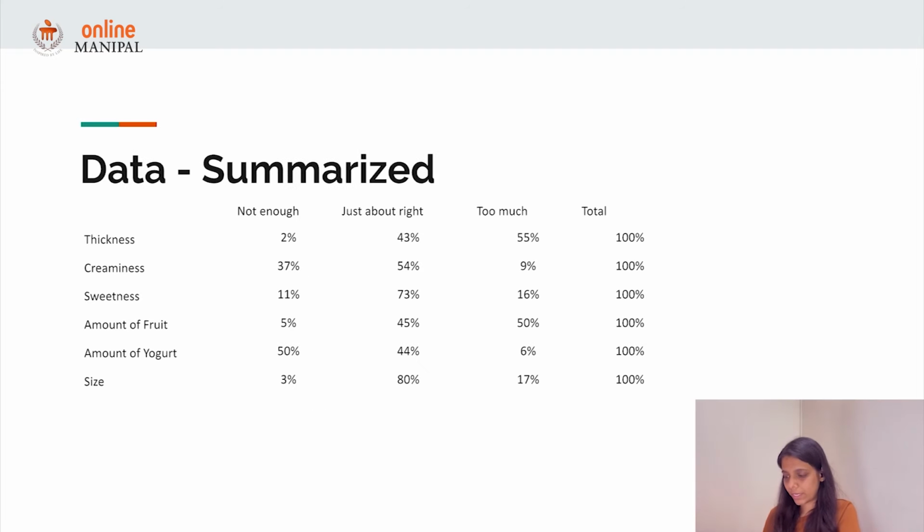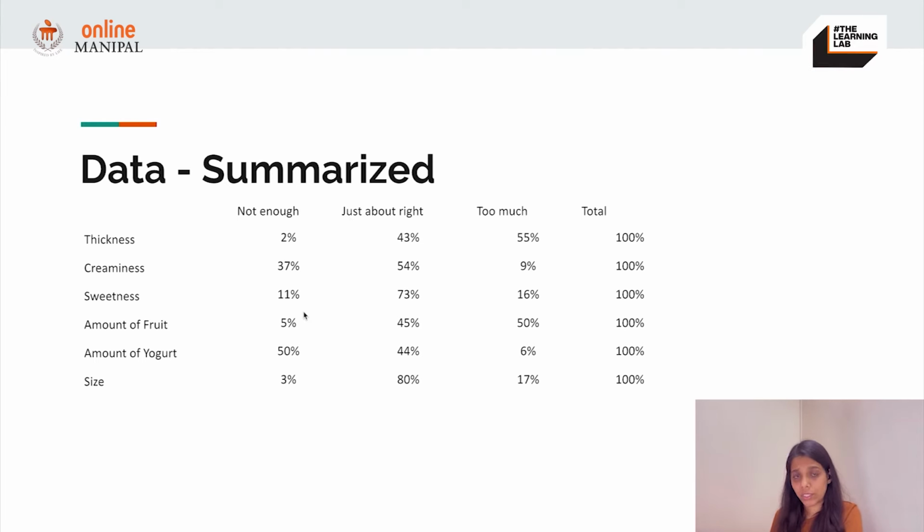I'll fast forward a bit and assume that you have completed the data collection, cleanup, and analysis step. Let's look at the summarized data here. It says that there are 100 people who have told how they felt about the Sainsbury's yogurt on various parameters: the thickness, creaminess, sweetness, amount of fruit, yogurt, and so on and so forth. For each of these, they can tell whether it was not enough, just about right, or too much.